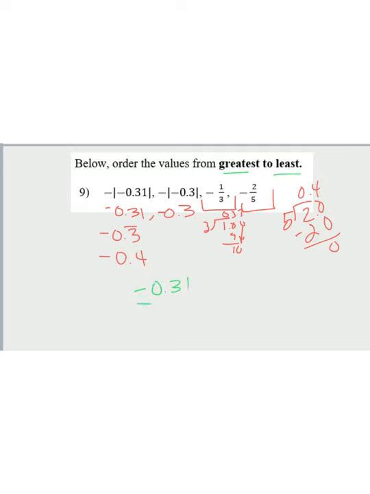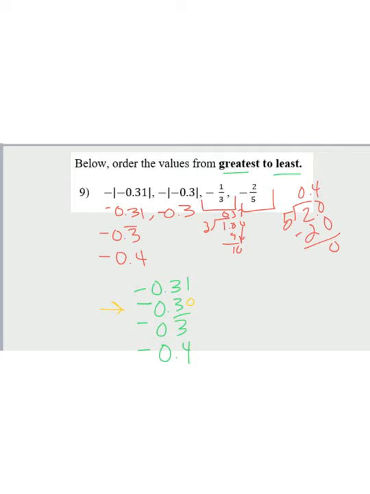negative 31/100, negative 3/10, negative 3/10 repeating, and then negative 4/10. So remember, we need to have all the same numbers behind the decimal place. So we need at least 2. So if I'm looking at my second number here, I need to add another number behind the decimal, which would be a 0 because it's not repeating.